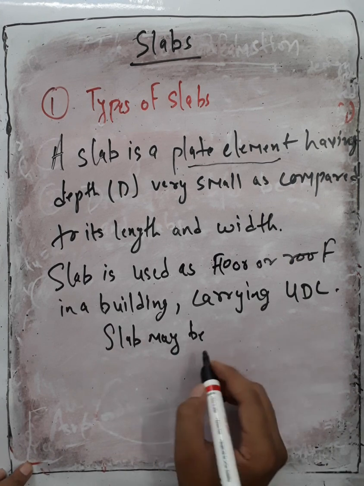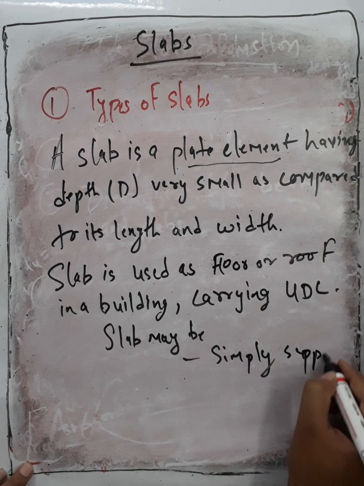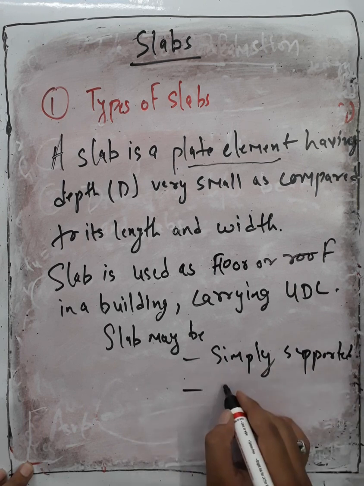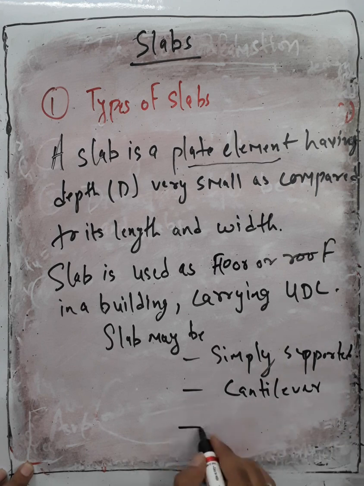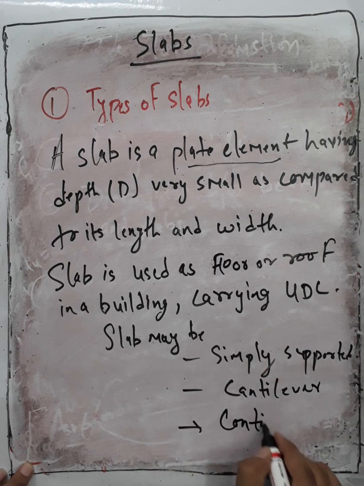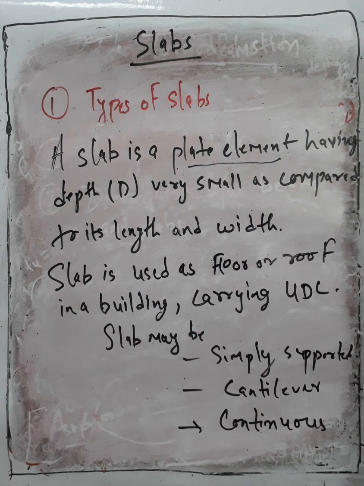So here we write, slab may be simply supported, it may be cantilever, or it is continuous. Okay, so these are the slabs which we construct. Now the types. This is the sentence in types of slabs. Now we write the types of slabs.